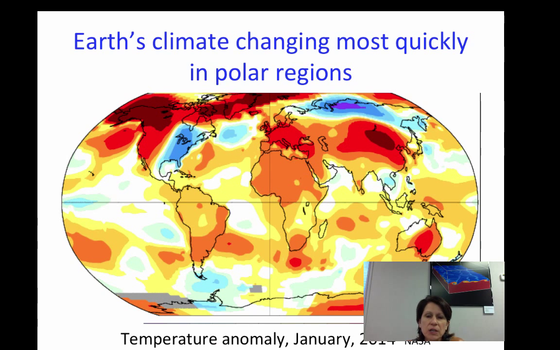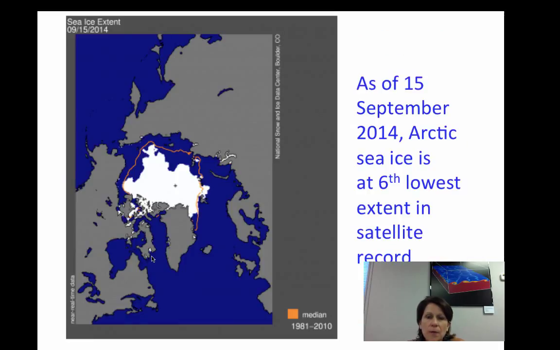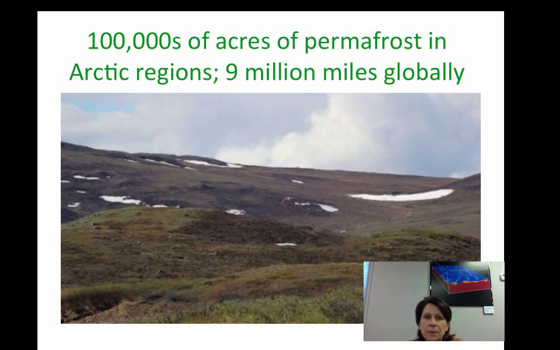Earth's climate is changing most quickly in polar regions, and if you notice in the picture of the temperature anomalies, the greatest differences are seen in the polar regions, especially the Arctic polar regions. This change in temperature and change in climate has many impacts, including loss of sea ice, and it's affecting permafrost.